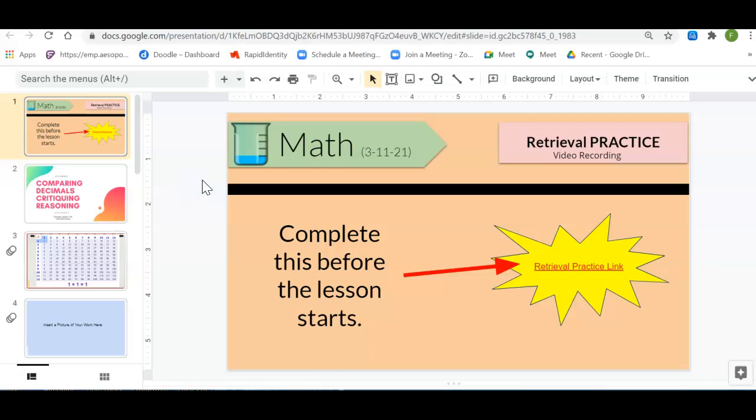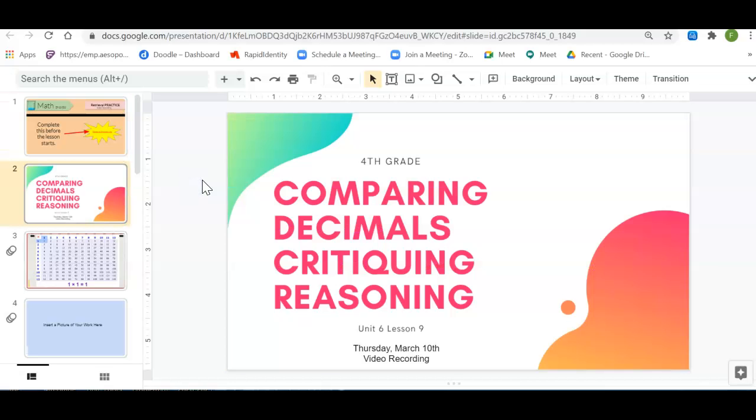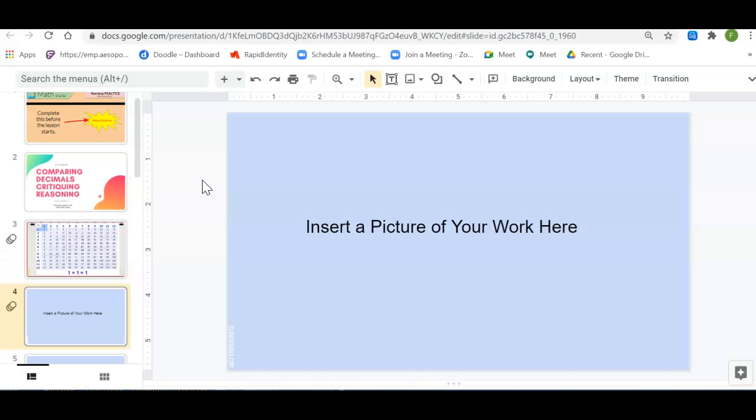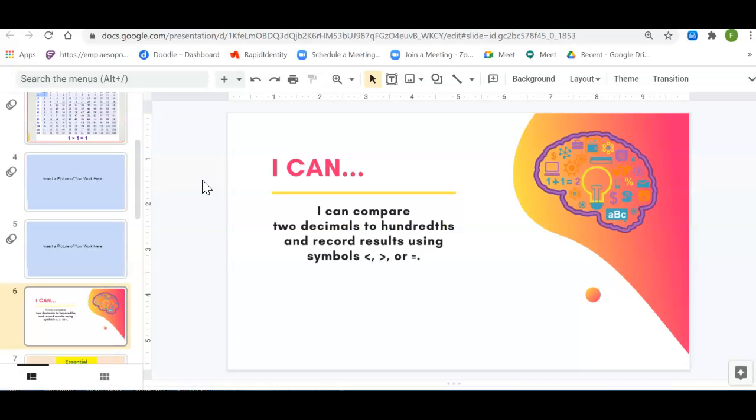After you've done the retrieval practice, we're going to move on. Today we're going to be discussing comparing decimals, critique, and reasoning. Basically we're continuing to compare decimals. This is lesson number 9. This is our multiplication table to always use as a resource, guys. On the next 2 slides, you are to insert a picture of your work if you're working in your notebook or binder, so that your teacher can see your work and you can get credit for it.